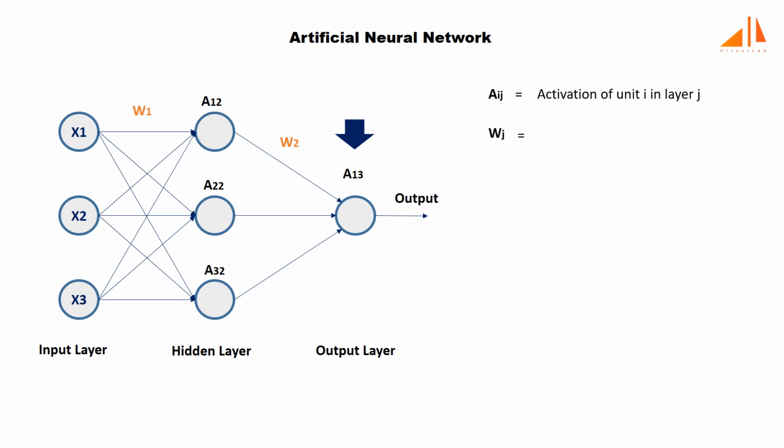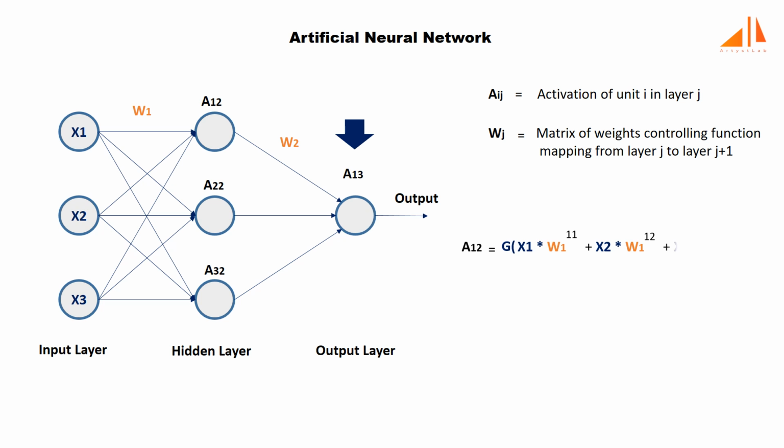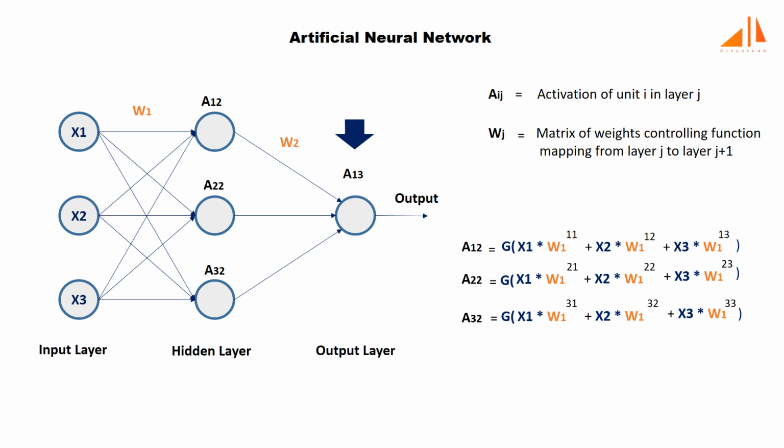Mathematically, we can represent this simple neural network like this. Let's say Aij is the activation of unit i in layer j, and Wj is the matrix of weights controlling the function mapping from layer j to layer j+1. Now, that's how you can write the expression for the first activation node in layer 2. This node is fed with 3 inputs of layer 1. Here, G is the activation function for layer 2. Similarly, for the other 2 activation nodes in layer 2, these expressions are pretty simple to understand. You multiply each input with the corresponding weight and sum it before transformation through the activation function.